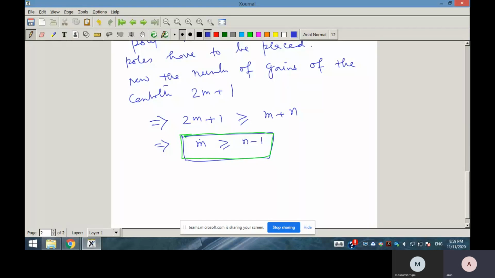So m is greater than or equal to n minus 1. This implies the minimal control order needed to place all the closed loop poles is n minus 1. If n is the plant order, single input, single output, then for arbitrary pole placement you need an n minus 1 order controller. So using a first or second order controller, you will not be able to do arbitrary pole placement.